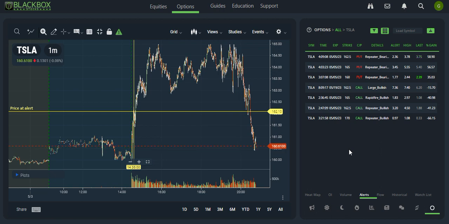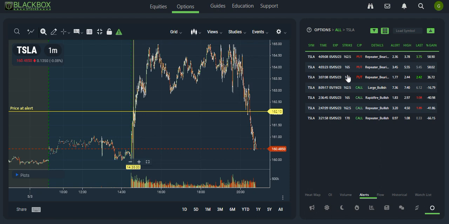So the alert came out this morning. When you see these, you don't want to just go out and randomly buy them, but it gives you an alert that there's unusual activity happening with this stock. It's saying there's unusual activity on the 162.5 strike puts. The alert came at 3.45 per share, and the premium reached 5.45. So on this put option, you could have made a 54% gain.